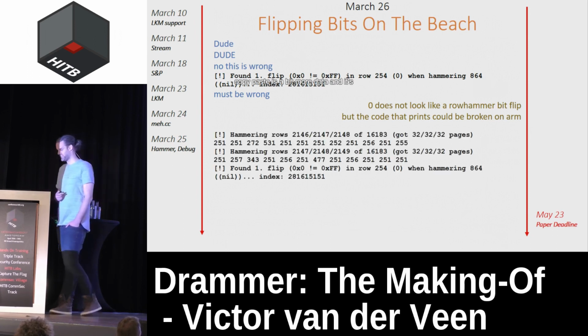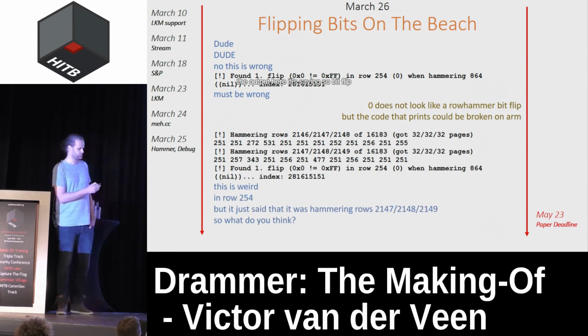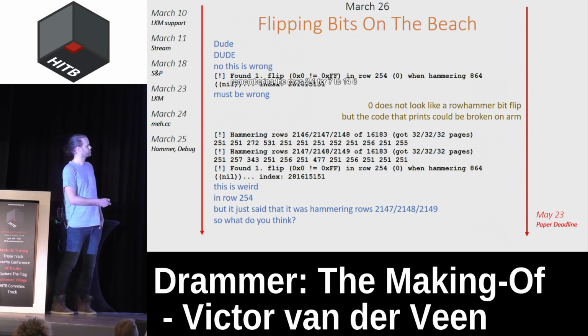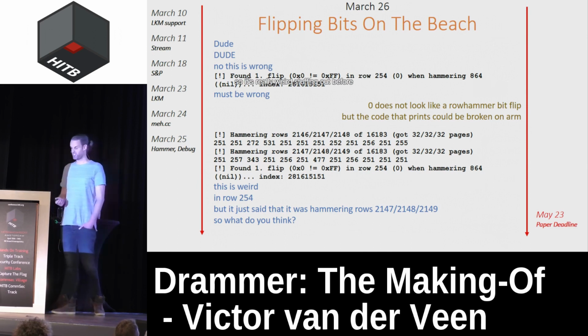So I copy-pasted a bit more data, and it's weird, right? Because if you look at the output here, it's saying it's a bit flip in row 254, but here it's saying it's hammering the rows 2147, 2148, 2149, so it's hammering this row. So it's weird stuff in the output.